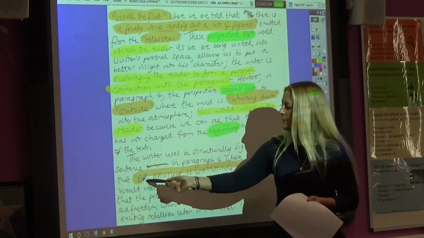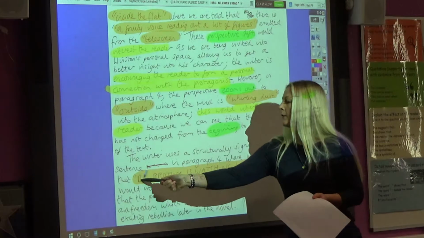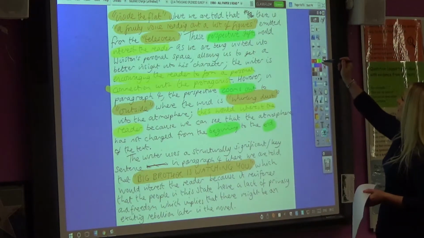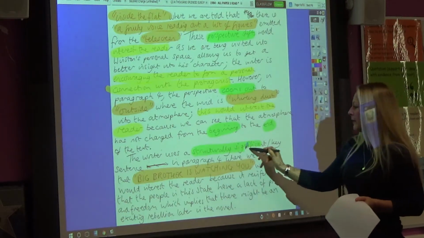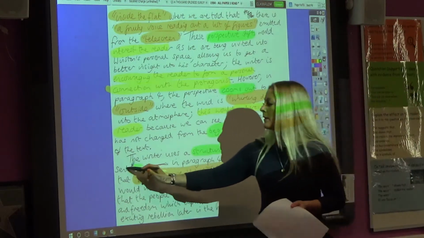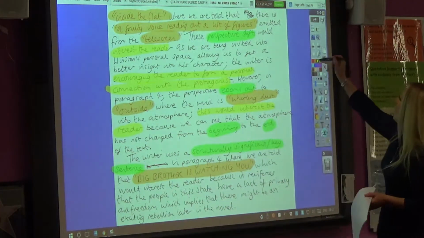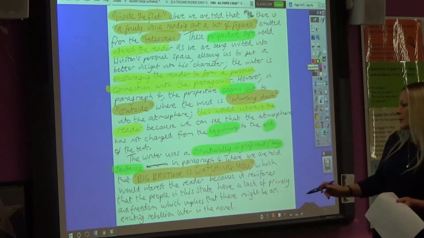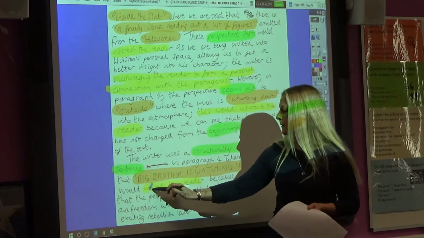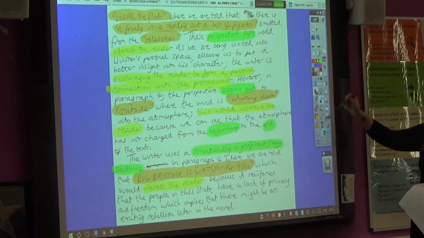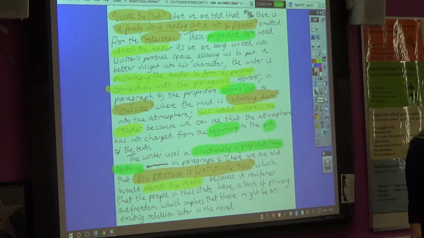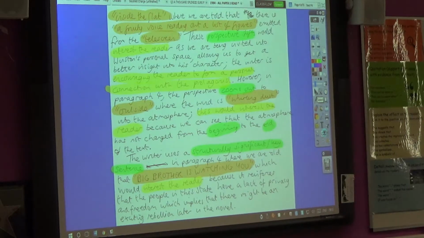So quotation, we've got there. Structural terminology is when we talk about the structurally significant or key sentence. And then finally, where we talk about interesting the reader. So you should be able to see just from your colouring that we've covered everything throughout the answer.